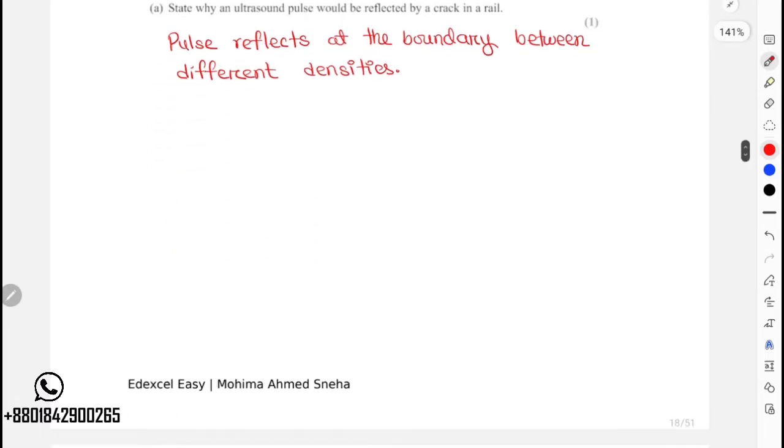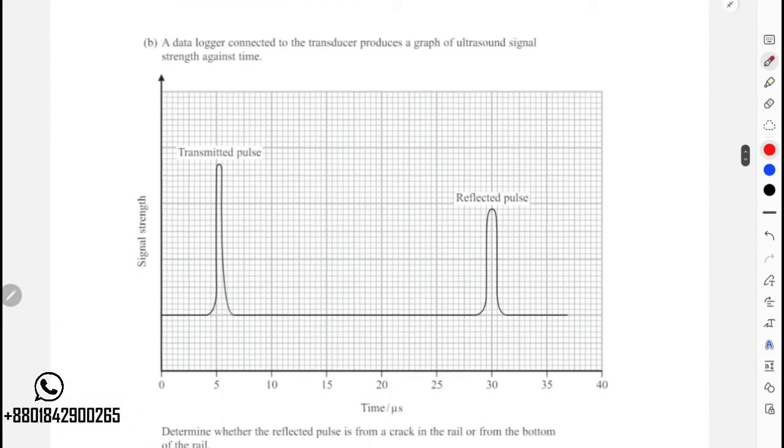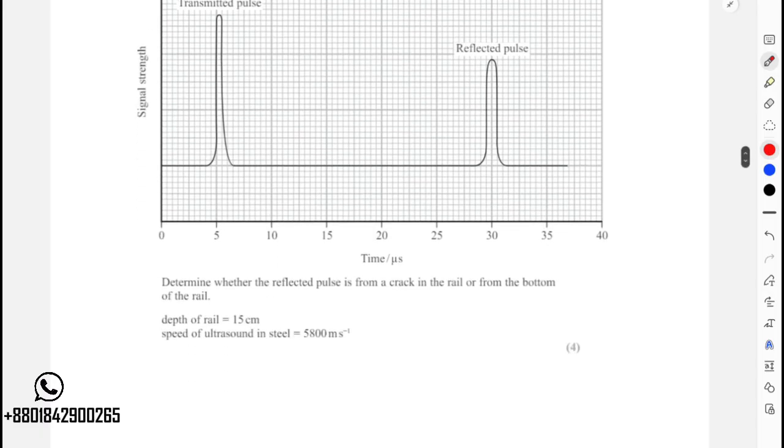Okay. Now after this, you have this diagram. The transmitted pulse is this, and this is the reflected pulse. Determine whether the reflected pulse is from a crack in a rail or from the bottom of the rail. The depth of the rail is 15 centimeters and the speed of the ultrasound in steel is 5800.